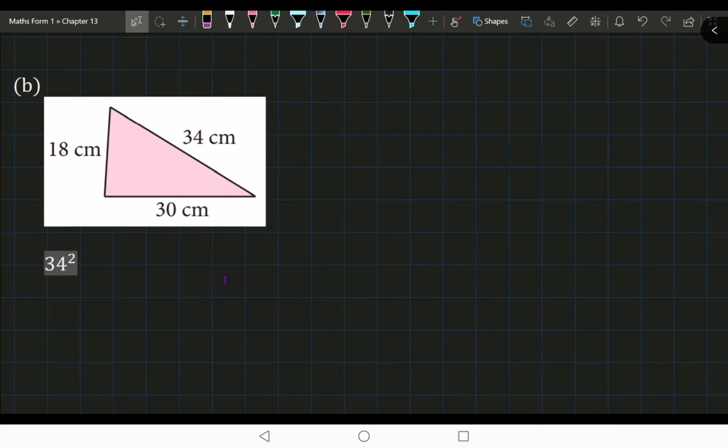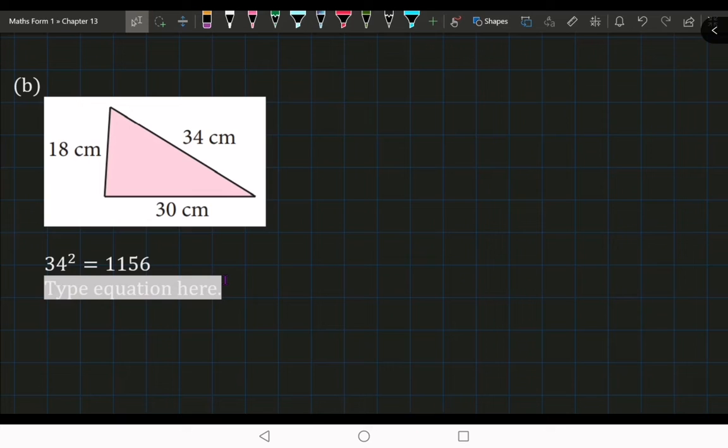We get 34 square. We use a calculator for 34 square. We get 1156. You can try it on your calculator. I do not need to share how to use a calculator, it is a simple way.